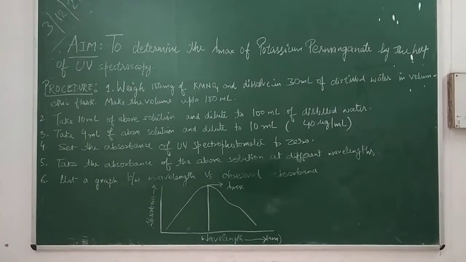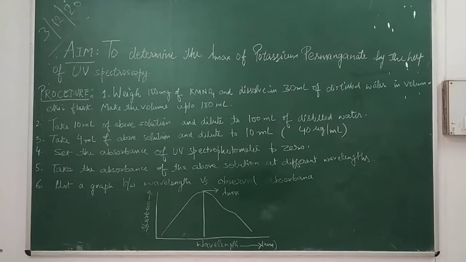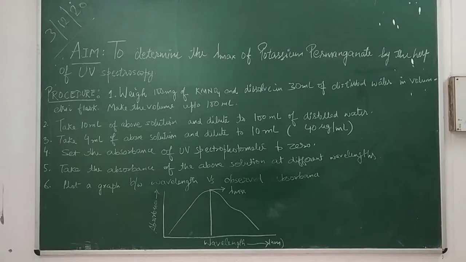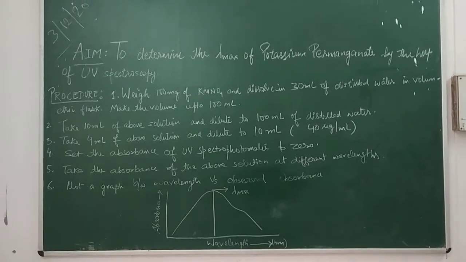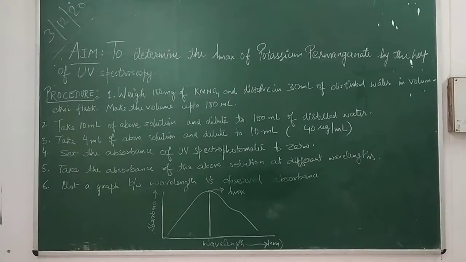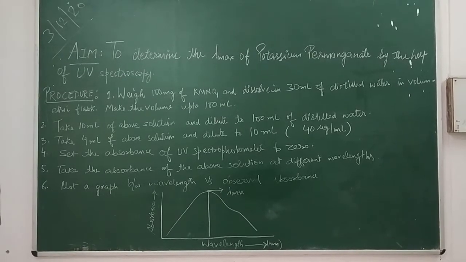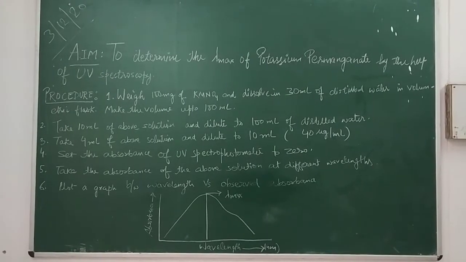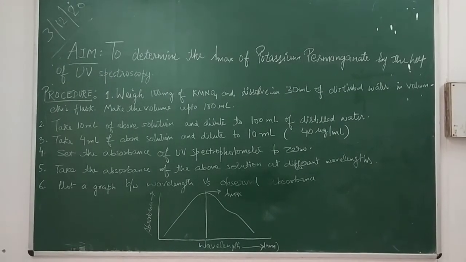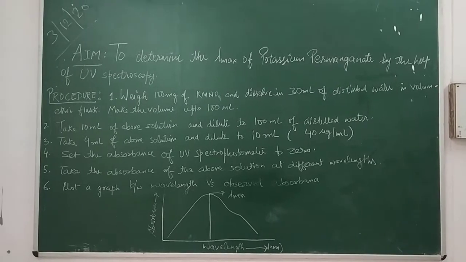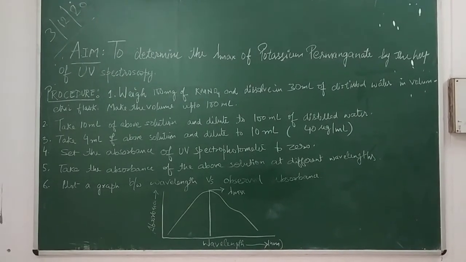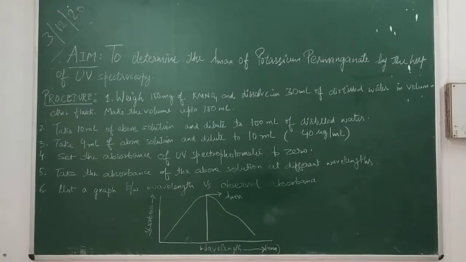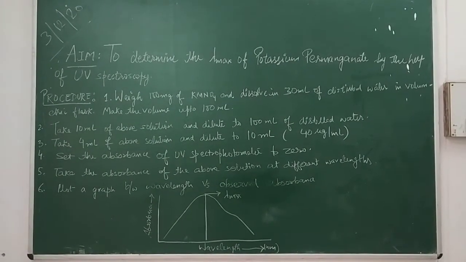Because we all know the principle of UV: it absorbs UV rays clearly only when the solution is very dilute. A very concentrated solution does not absorb clearly, or we do not get the lambda max very clearly, because the molecules start interfering with the absorbance of each other. Now from the above solution, again take 4 ml and dilute it to 10 ml, which will make the final concentration 40 microgram per ml.